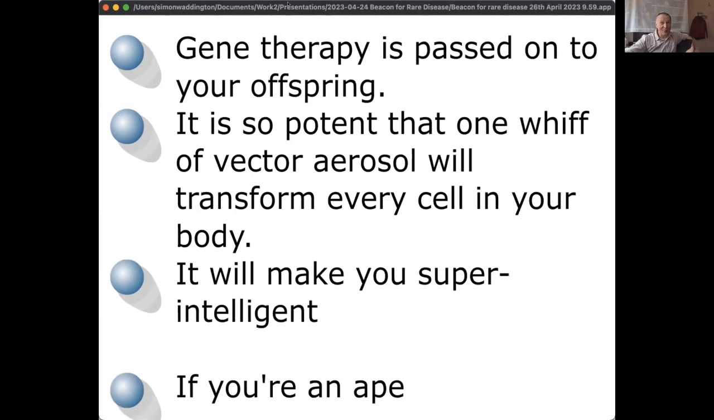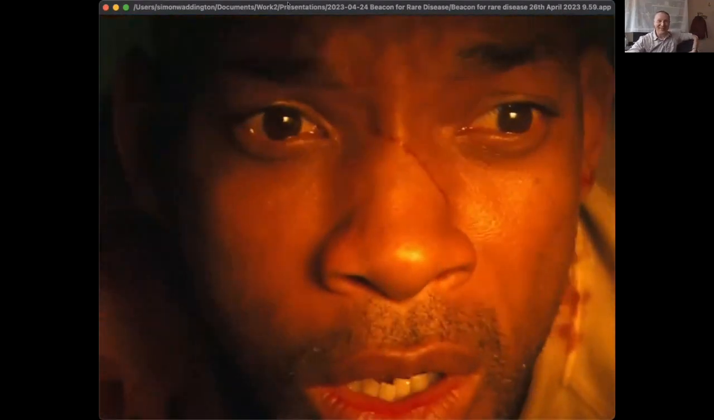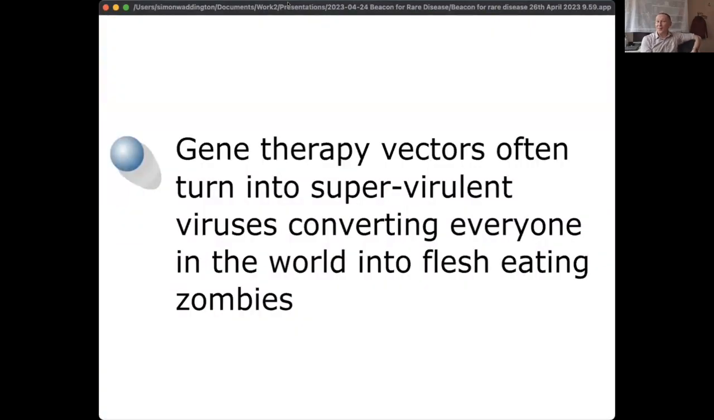Okay, so next film, and these are getting older still. Yes, I Am Legend. Very good. So if we believe Hollywood, then gene therapy vectors often turn into super virulent viruses, converting everyone in the world into flesh-eating zombies. So the first point here is that in gene therapy, when we have manipulated viruses to turn them into gene therapy vectors, what we're doing is stripping out all of the viral genes, some or all of the viral genes. So inevitably we're breaking the virus, which means the virus doesn't work anymore. So it's not going to get worse, it's going to get broken.